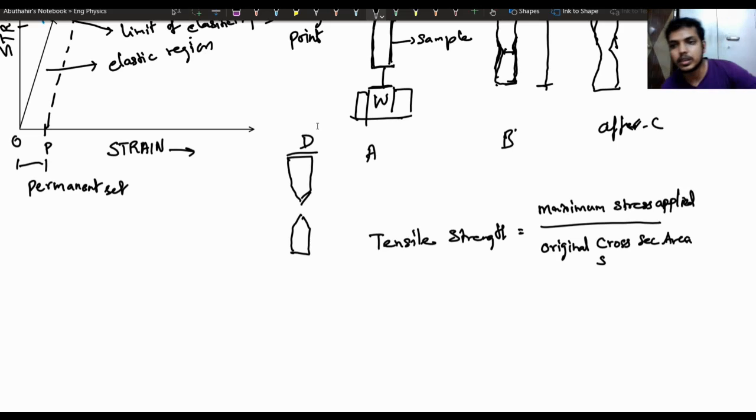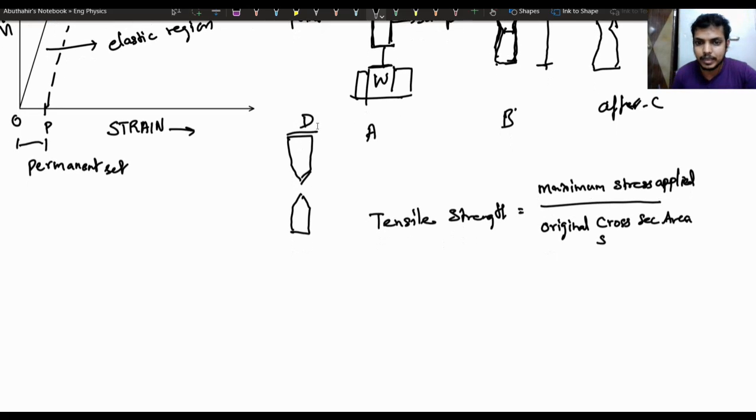And one more thing is the safety factor. Why are we doing this testing? Because we need to know how much this material can sustain for the applications. So when it comes to application, the safety factor is very important.